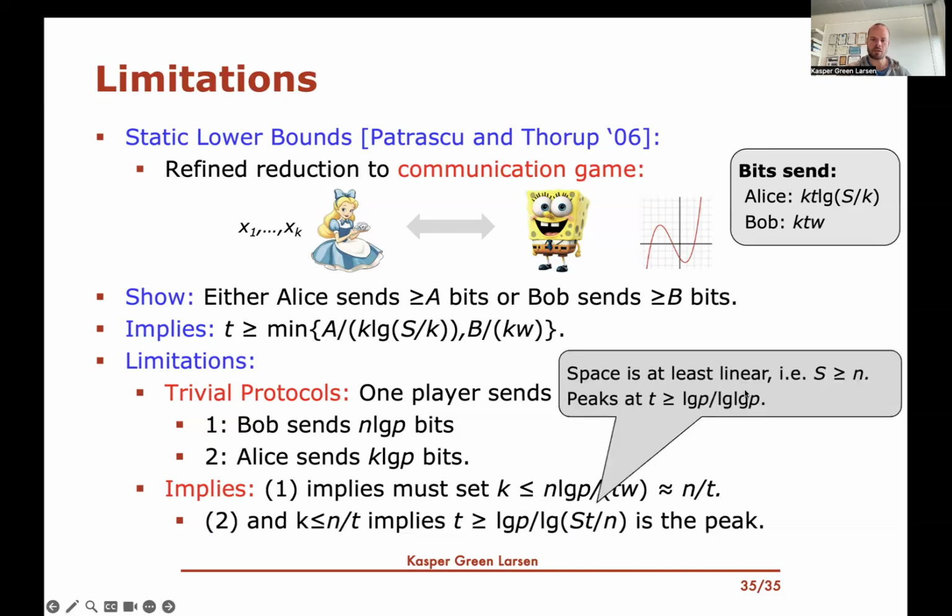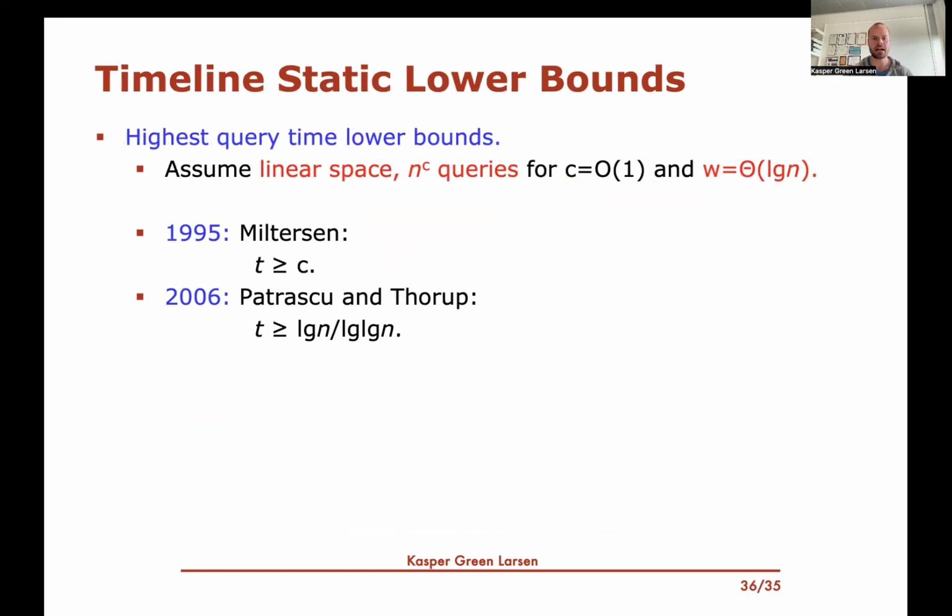So if the space is always at least linear, then this lower bound is never more than T is at least log P over log T. For polynomially many queries, it's the lower bound we got, log n over log log n. So this is the best we can hope for from this technique. We basically achieve the maximum lower bound possible from this communication reduction. So this is the state of the art based on techniques using communication complexity. A simple reduction gave lower bounds when the space is linear and the number of queries is polynomial: the lower bound is a constant by the first reduction, and by the reduction of Patrascu and Thorup, we can get lower bounds of log n over log log n.